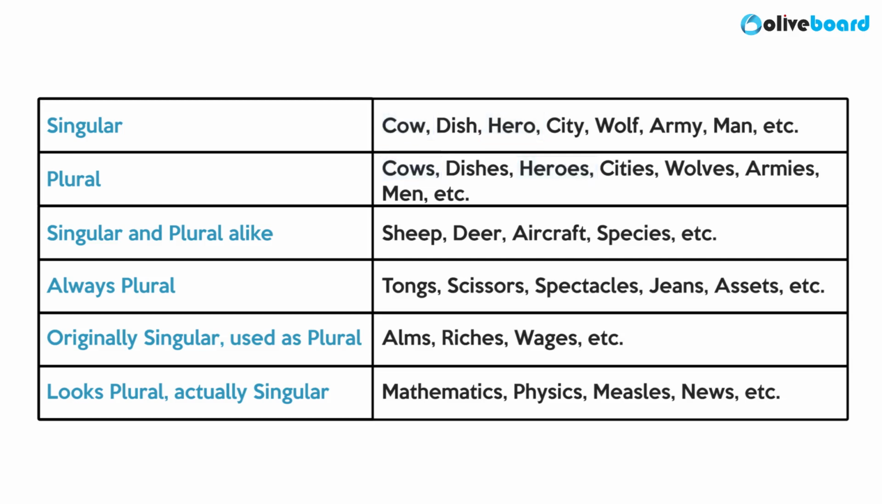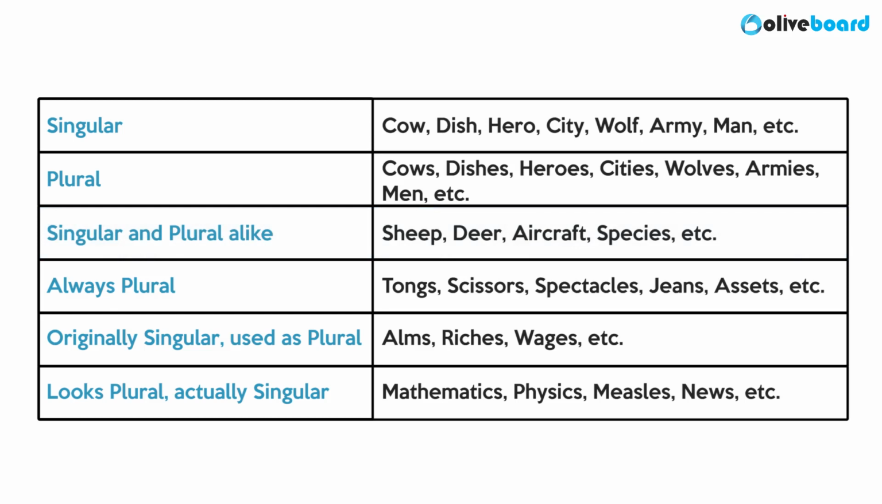There are certain nouns in which the singular and plural are alike. For example, sheep, deer, aircraft, species, which means that these words are written as it is. Whether you're talking about 1 sheep or 10 sheep, it will always be sheep. Sheeps बिल्कुल ही गलत होता है.